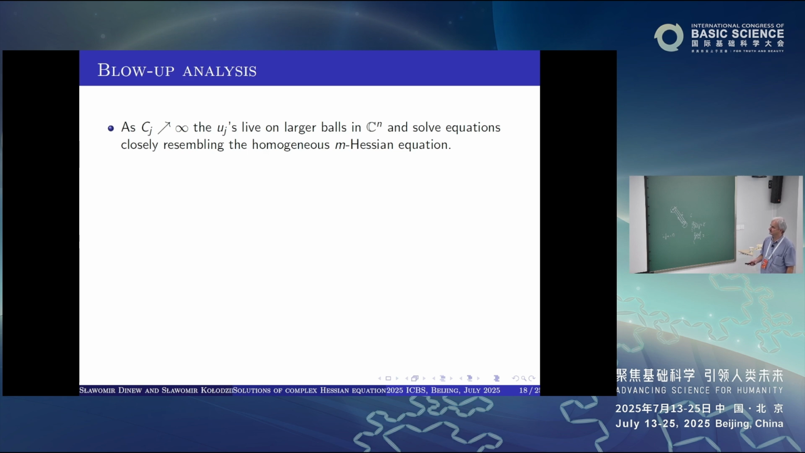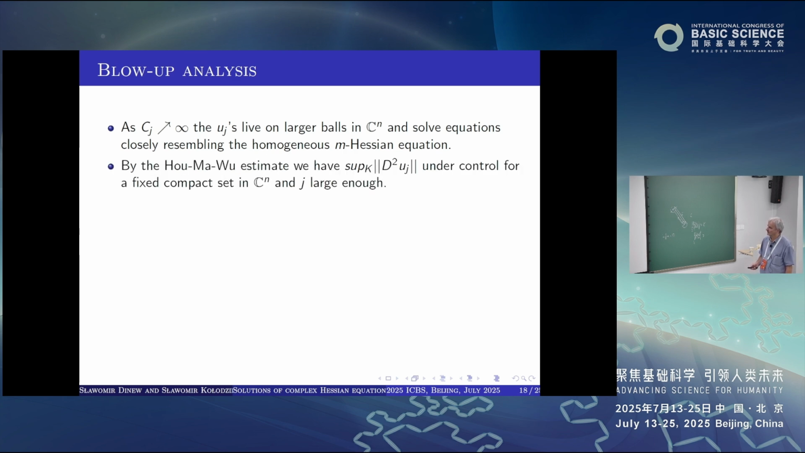As I said, the u_j are defined in larger and larger balls. So in the limit, the limit is defined on C^n, and solves the homogeneous Hessian equation as I explained a second ago. Using the Hou-Ma-Wu estimate, we have the bound for the second derivatives because we have the bound for the gradient.